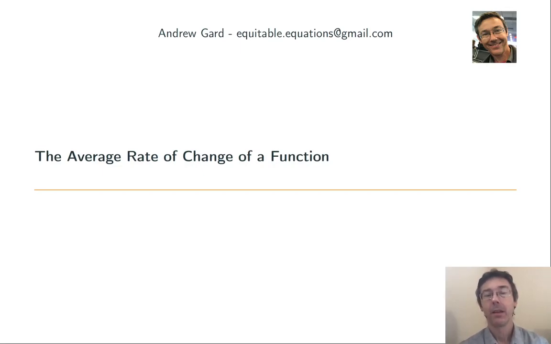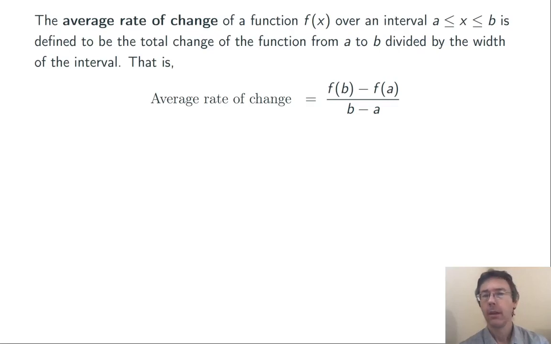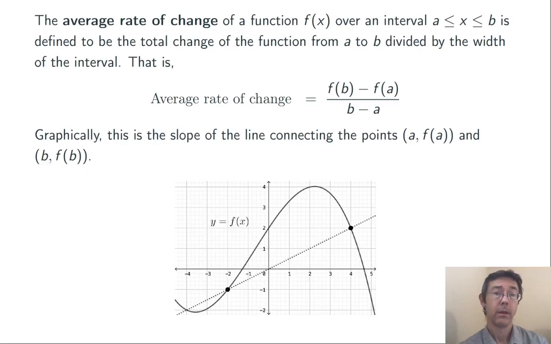Hey everybody. Today we're talking about the average rate of change of a function. The average rate of change of a function, f of x, on an interval from a to b is defined to be the total change of the function over that interval divided by the width of the interval. In symbols, f of b minus f of a over b minus a, the change in the y values divided by the change in the x values.